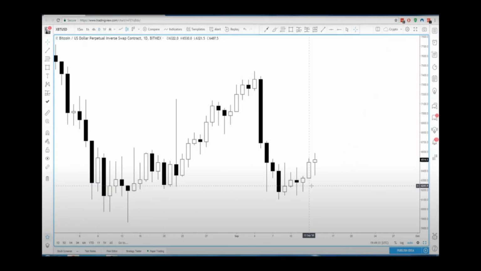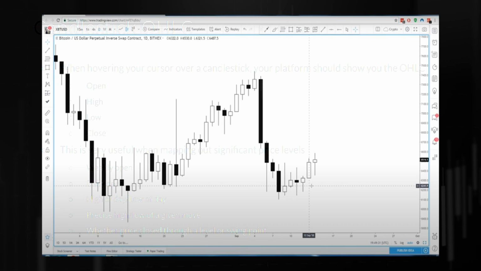Using TradingView as an example, hovering over a candlestick on the daily chart displays its OHLC data. Yesterday's candle, for instance, opened at 6,322, reached a high of 6,530, hit a low of 6,321.5, and closed at 6,487.5. This data enables traders to set levels like the day's high or low for reference while trading intraday.